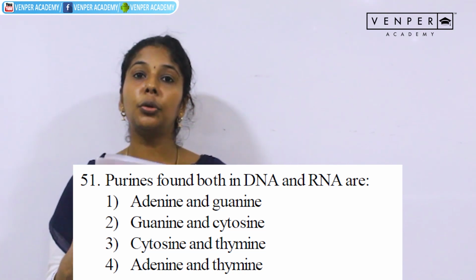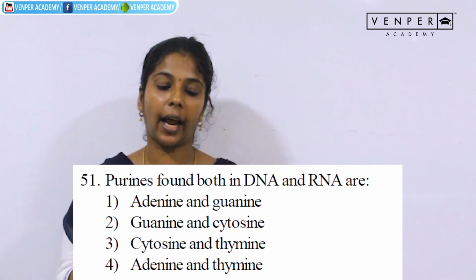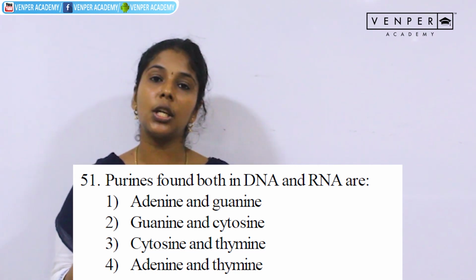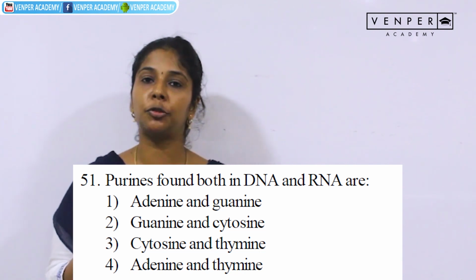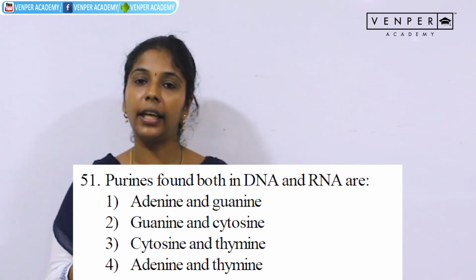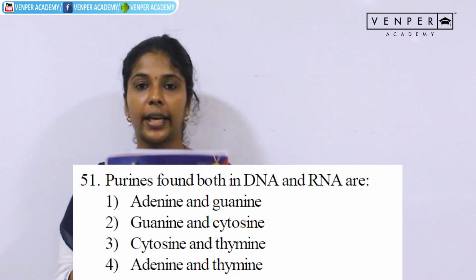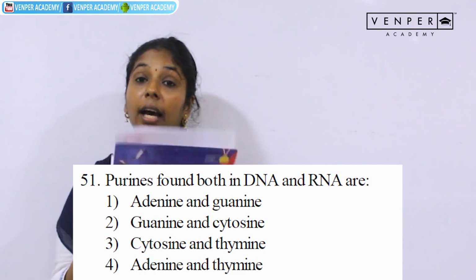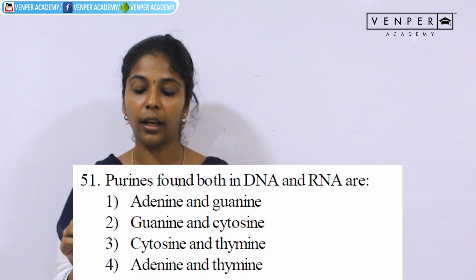Purines are the double carbon nitrogen ring bases which are adenine and guanine, and purines are common to both DNA and RNA. Pyrimidines differ in DNA and RNA. In DNA, the pyrimidines are cytosine and thymine. In RNA, the pyrimidines are cytosine and uracil. So the correct option for the 51st question is option 1, adenine and guanine.